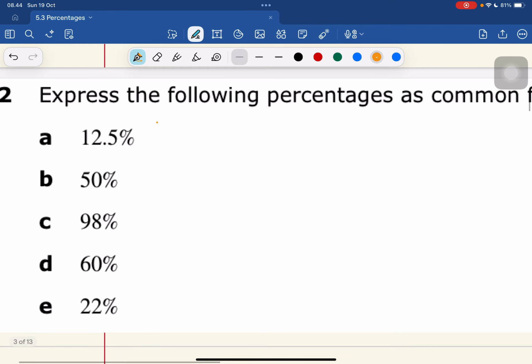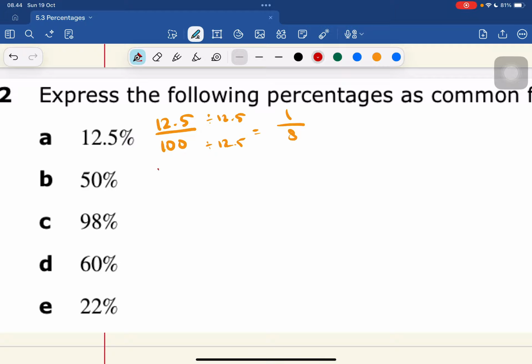Express the following percentage as a common fraction in its simplest form. 12.5 over 100. So this means 12.5 divided by 100. So let us simplify it. Divide both by 12.5. So this is 1, and 100 divided by 12.5 is 8. So this is 1 over 8.